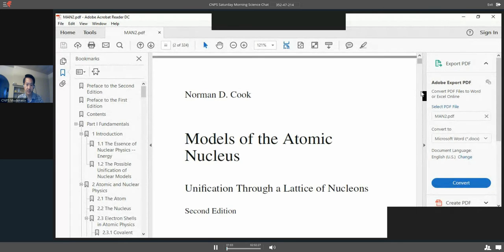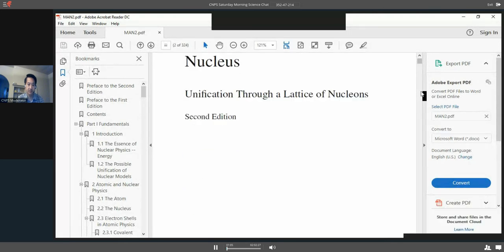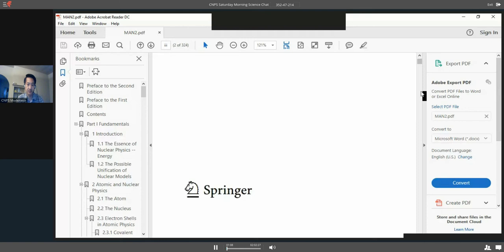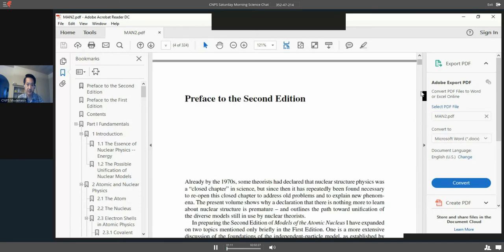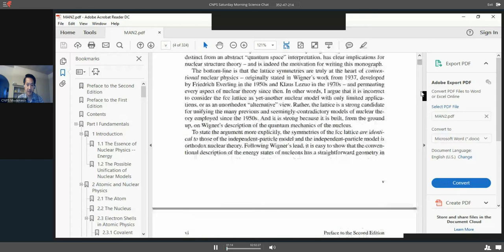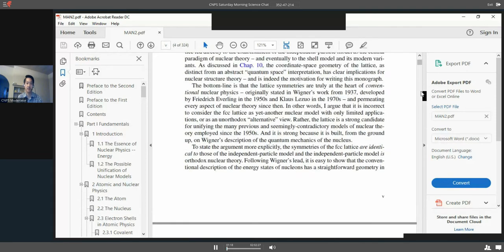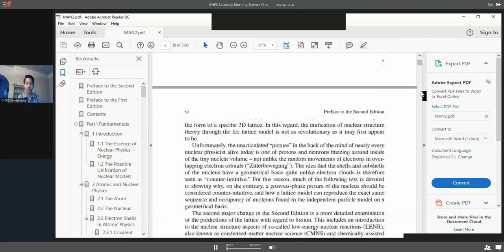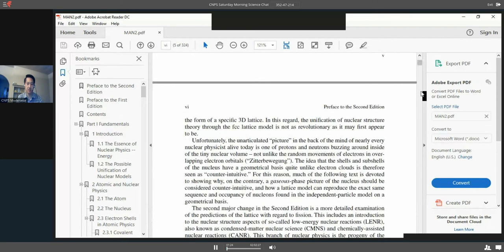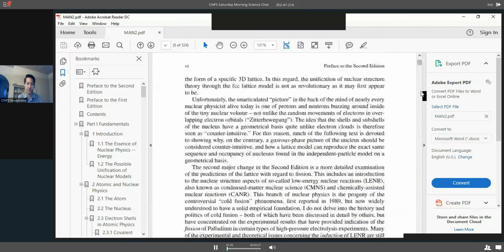So let's take a quick look at the table of contents here. Let's see what would be interesting to zoom in on. This is the second edition, and in addition to having just a history of the atomic models, he has his own atomic model. He calls it the lattice atomic model.